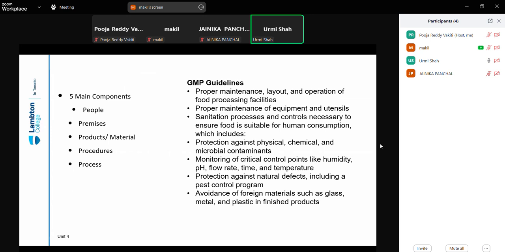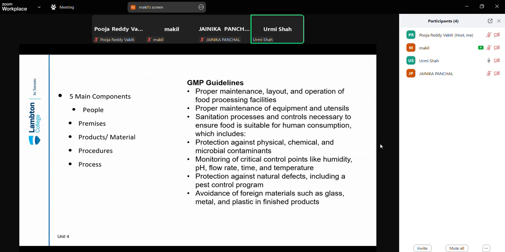Sanitation processes and controls are necessary to ensure food is suitable for human consumption. Contaminants are not only physical or chemical; sometimes they are microbial as well. If a container has some rust on it and you add oil which reacts with the rust, microbial contaminants can form, which you wouldn't know of because you didn't know that the vessel is rusted. That is one of the important and often neglected parts which GMP focuses on.